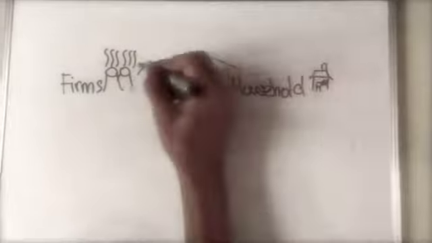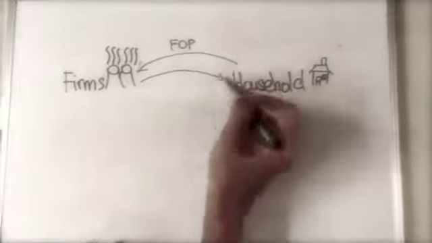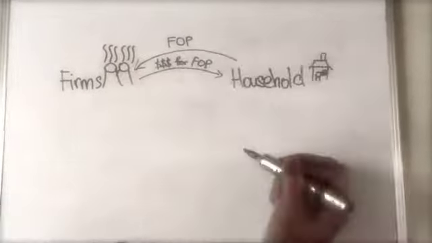First, there are two parties, firms and households. Households work for the firms, providing services like labor. In return, firms pay wages to them. The goods that firms produce are bought by households, and this whole process is a circular flow.